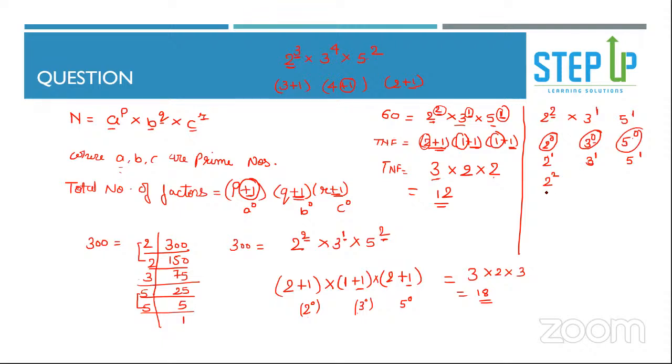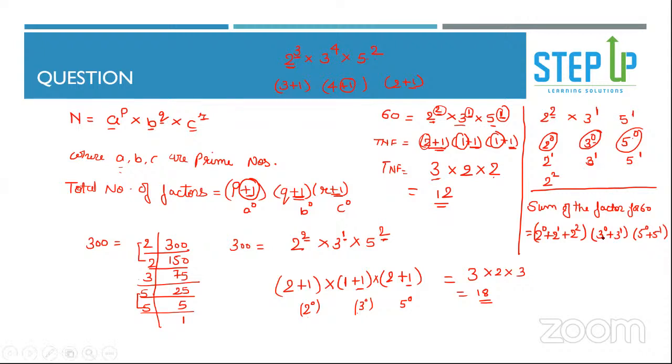If I write it here, try to understand. So sum of factors for 60, I'll talk about 60 first. Sum of the factors for 60 will be equal to what? 2 to the power 0 plus 2 to the power 1 plus 2 to the power 2, into 3 to the power 0 plus 3 to the power 1, into 5 to the power 0 plus 5 to the power 1. So you have to multiply all this.